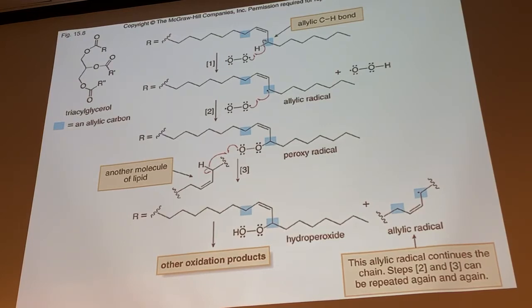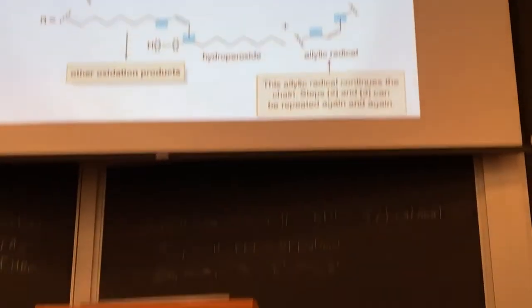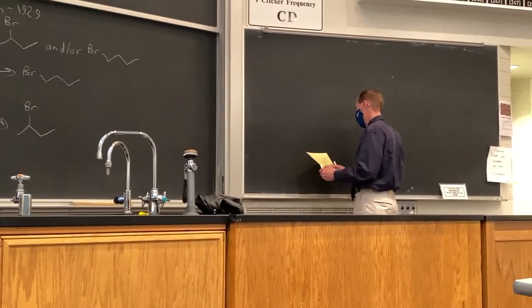So once Kharasch figured this out, he discovered that you would simply add peroxides when you wanted the less substituted bromide, and you would make sure that there were no peroxides present if you wanted the more substituted bromide. So what's happening? Let's draw a mechanism. Let's go over here to the sideboard, and we'll draw a mechanism for this reaction.